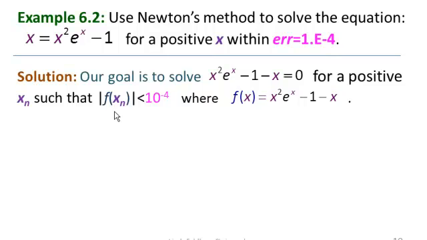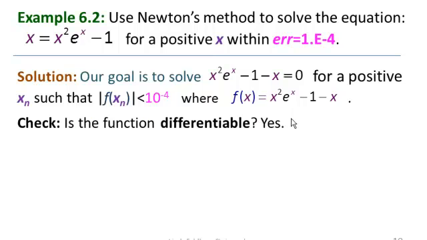And now we're going to write down our function. It's this x squared e to the x minus 1 minus x. So this is the function that we're using for Newton's method. What do we need to know? We need to know if that function is differentiable. And the answer is yes. All of these functions are differentiable and defined everywhere, so there's no problem.